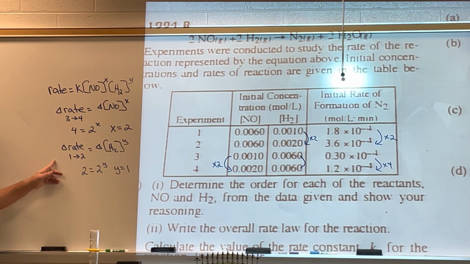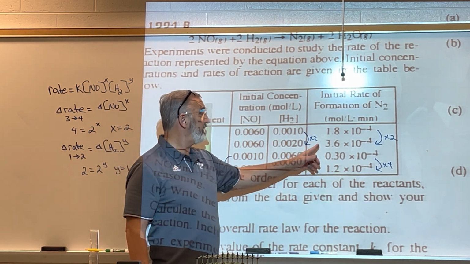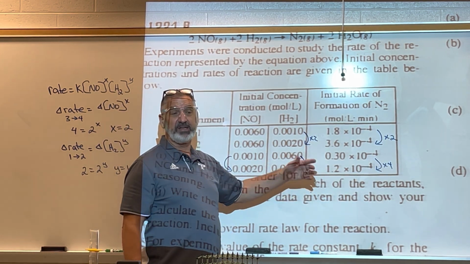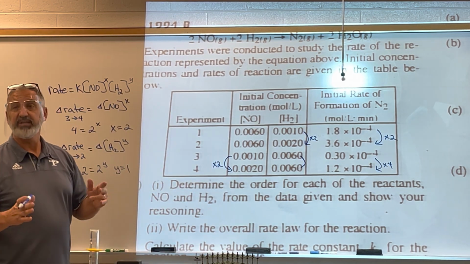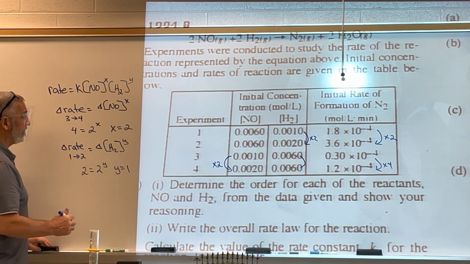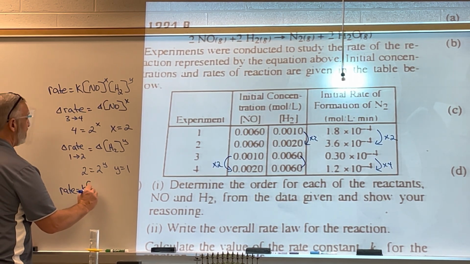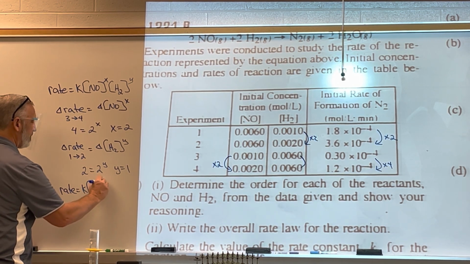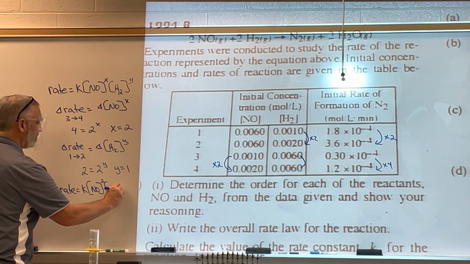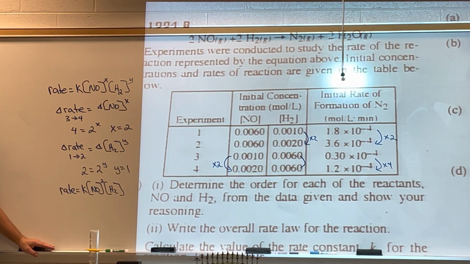So on an AP test, this is your work. You can't just put the values, you have to show some way of how you got it. When we grade, we read this stuff, so I look to see the overall thought process as best we can. So the rate then is going to equal K times NO squared times H2. So what's the order with respect to NO? 2. What's the order with respect to H2? 1. What's the overall order of the reaction? 3. Okay? Order is just the exponent.